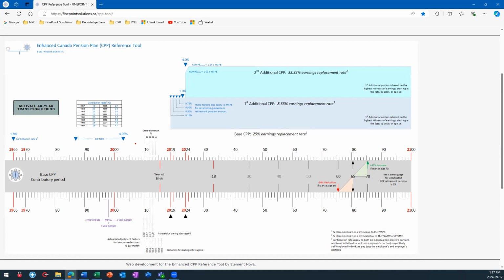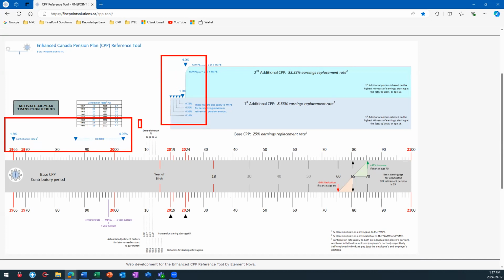In other timeline videos, we'll cover contribution rates, the general dropout, the MPEA, or maximum pensionable earnings average, and the actuarial age adjustment factors.